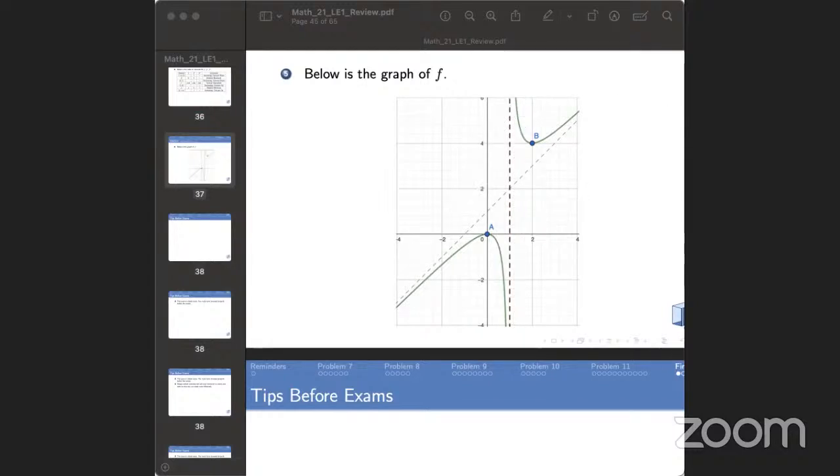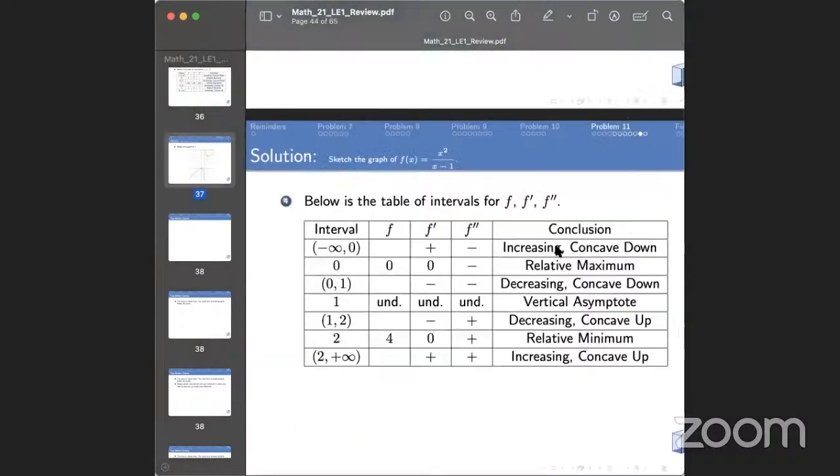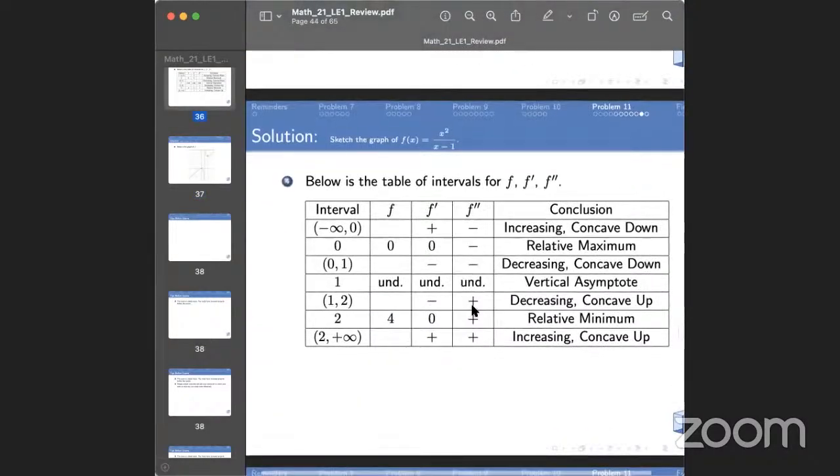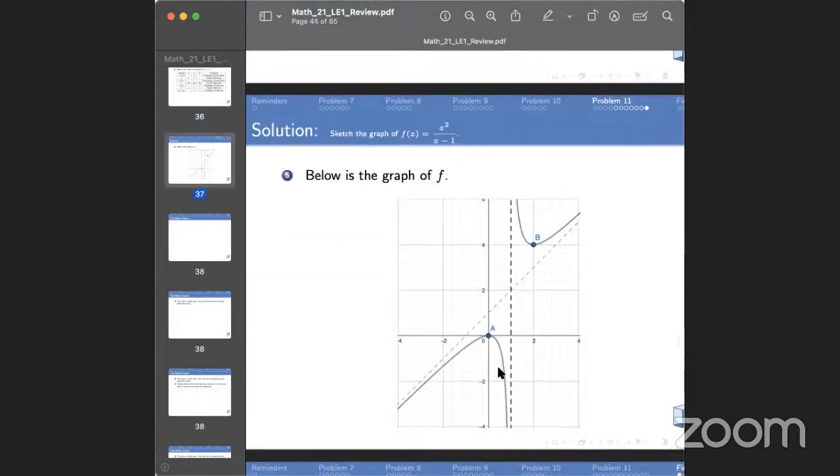Kung F double prime naman, so balikan natin yung table. Ito, nagka-sign change sa vertical asymptote kasi nag-concave down tapos bigla nag-concave up. Hindi siya mag-sign change kunwari parehas either concave up or concave down sa part. Okay ba sa question?